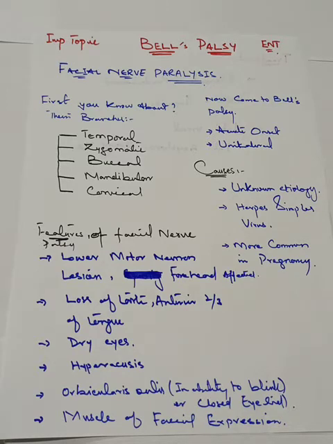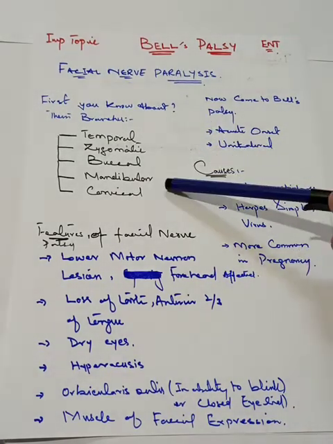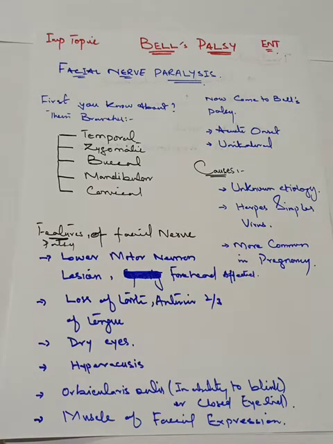So what are their branches? Their branches are temporal, zygomatic, buccal, mandibular and cervical. So these are their branches. In short essay questions you may be asked about their branches, so you should know about their branches, and in MCQs as well. And also you should know about their presentation.